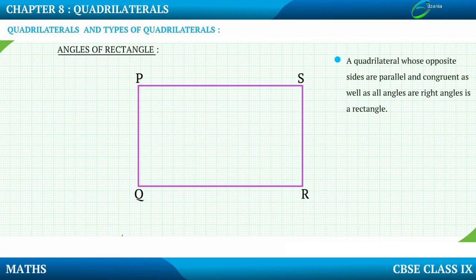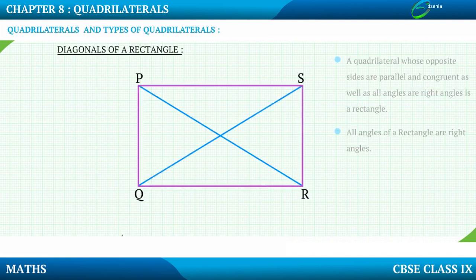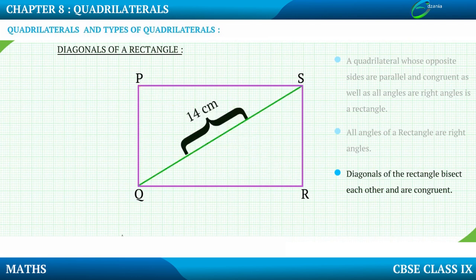Angles of rectangle. All angles of a rectangle are right angles. That is, the measure of each angle is 90 degrees. Diagonals of a rectangle. Diagonals of a rectangle bisect each other and are congruent. PR and QS are the two diagonals of the rectangle. Suppose PR is equal to 14 centimeters. Then QS will also be equal to 14 centimeters, as diagonals are congruent to each other.